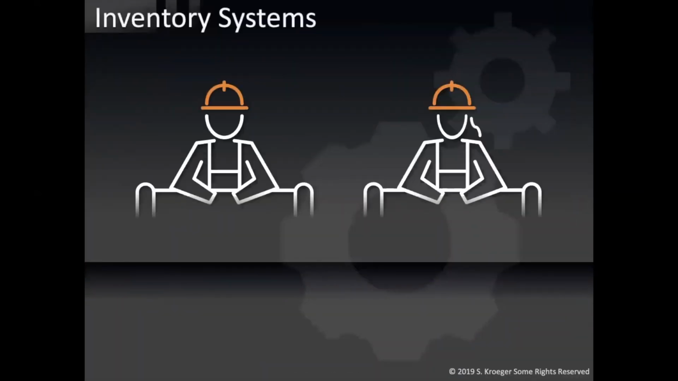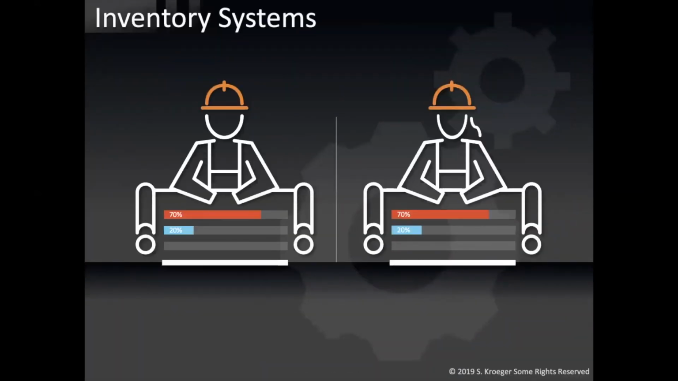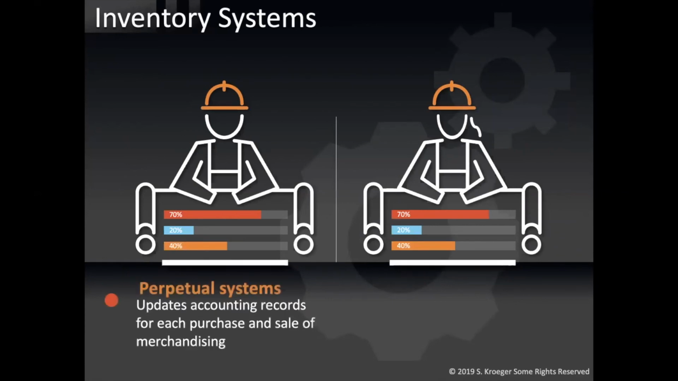Our last slide for this topic is on the inventory systems. There are two inventory systems. The first is the perpetual inventory system. This is when we update accounting records for each purchase and sale of merchandise. This is continuous, and every sale there is an accounting entry. This system used to be used only for companies selling large or expensive items. However, with new technologies such as the use of scanners, the use of this system has increased.